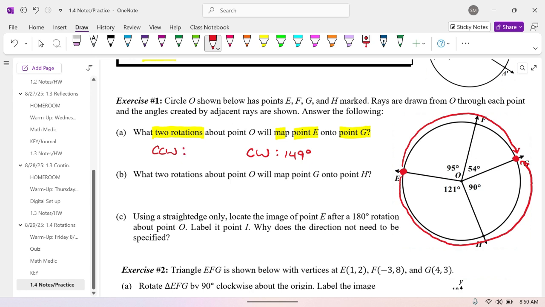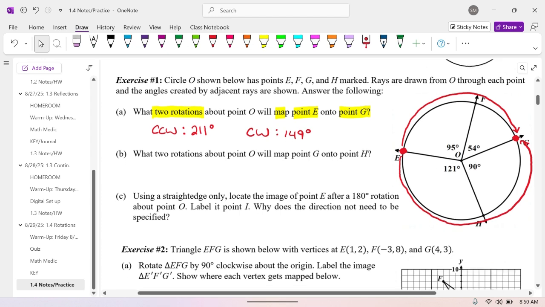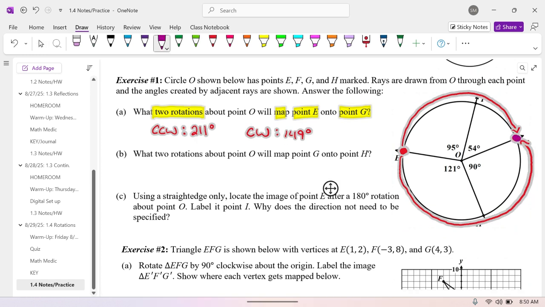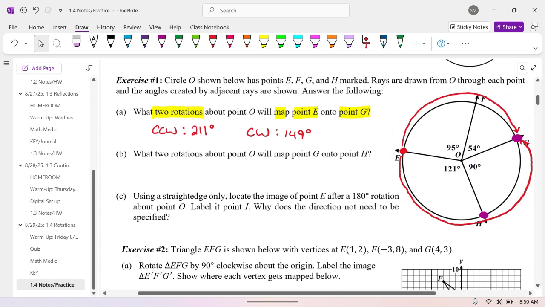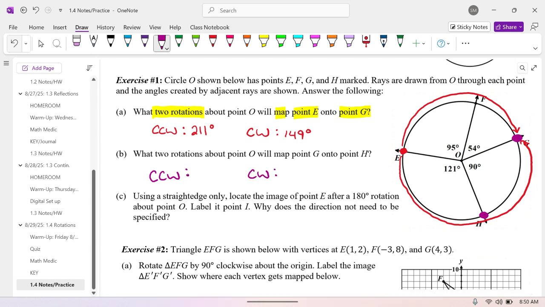Right, 211. So you would add 121 and 90, so that'll give you 211 degrees. All right. Now, let's say we went from G to H. So now we're starting at G and we're going to H. So take a minute, find what it will be counterclockwise and find what it will be clockwise. So you're going from G to H now.